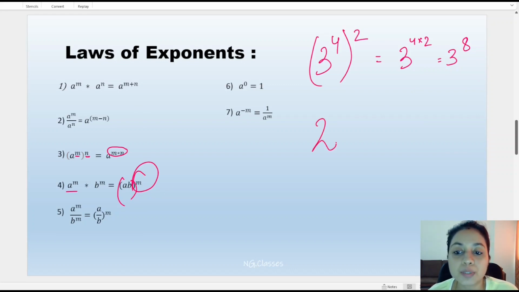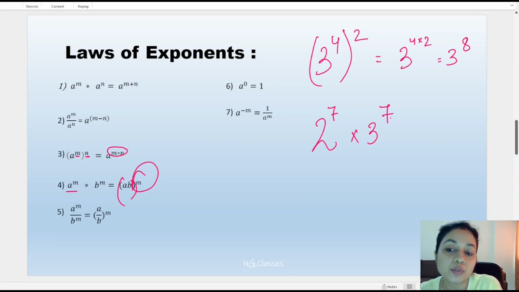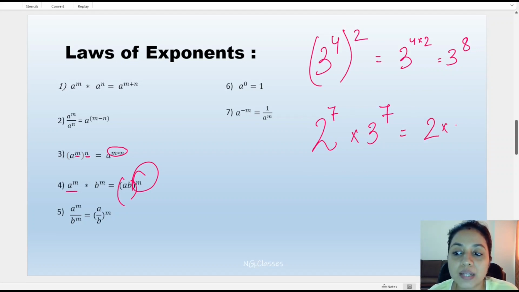Alright, if 2 to the power 7 times 3 to the power 7 is there, here the bases 2 and 3 are not the same but the powers are the same. So we can write 2 multiplied with 3, and both have power 7. By giving this bracket, we are representing that combined together they have power 7. Alright, let's move to the next one.